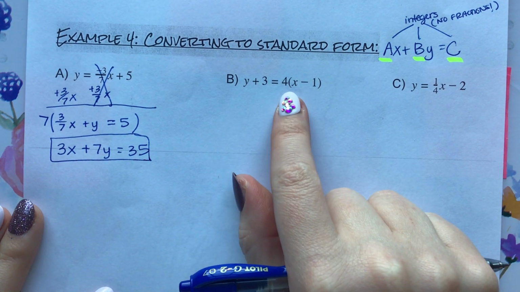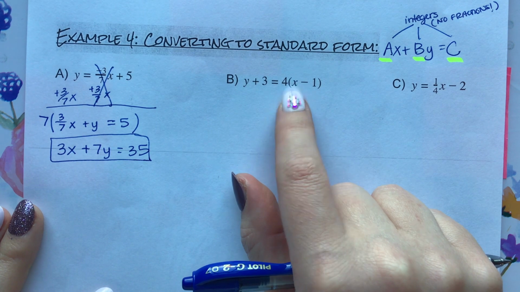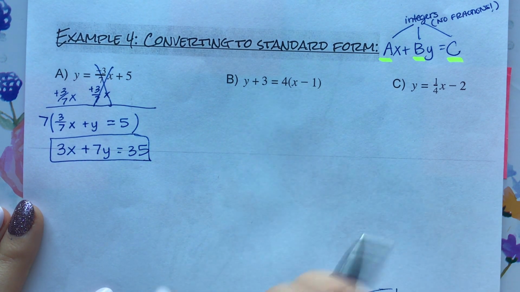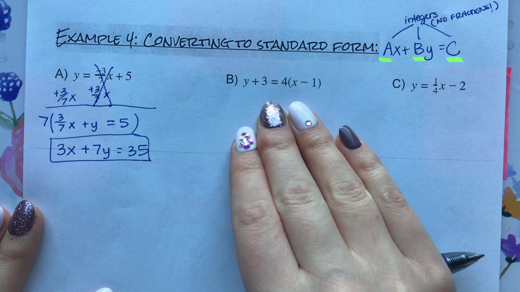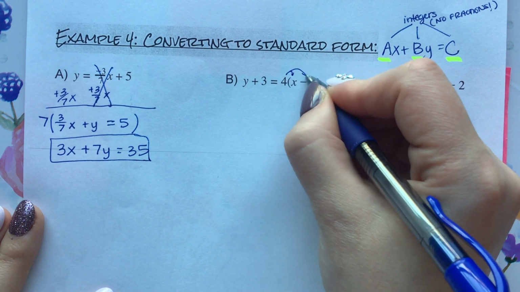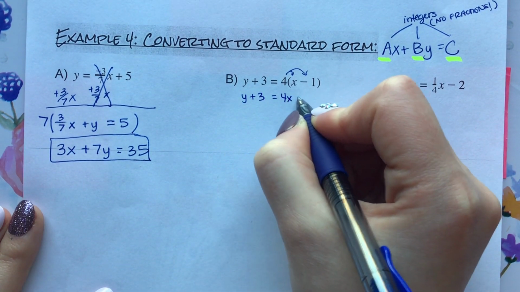Let's do this one. I do not like that I have x's on one side and a y on the other, and I have parentheses. This is in point slope form. I want it in standard form. So the first thing I'm going to do is distribute the parentheses. So I got y plus 3 is equal to 4x minus 4.